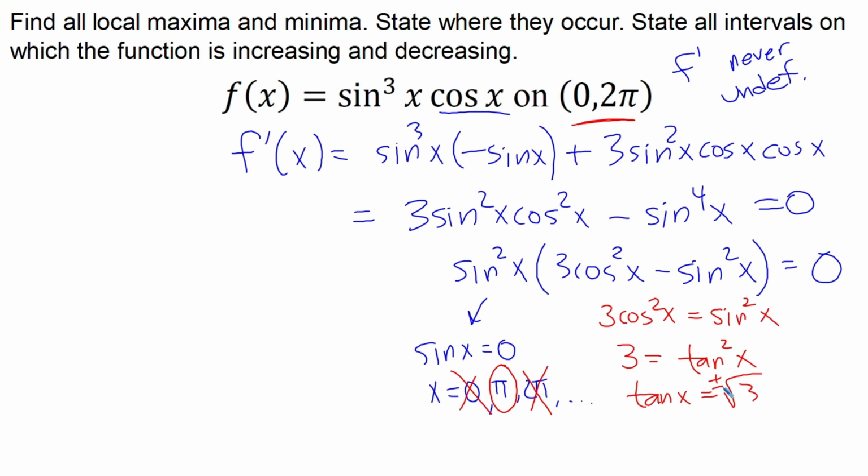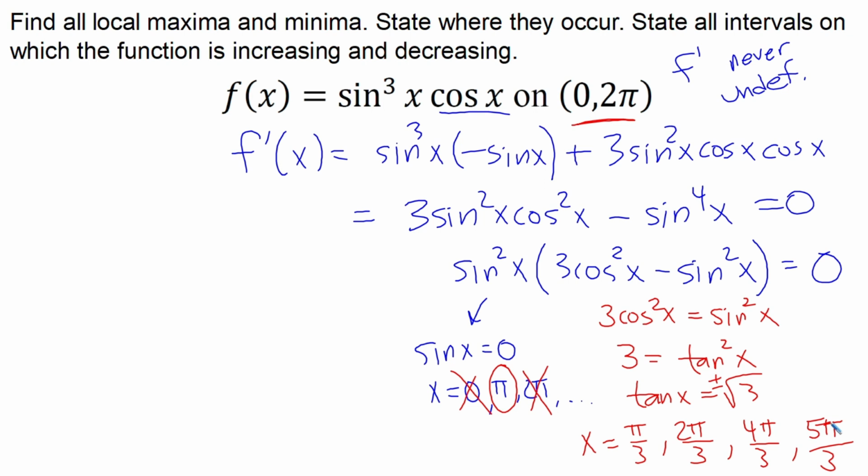Those are all the intervals of pi over 3 going around the unit circle, right? Except for 3 pi over 3, right? Because the tangent of pi is just 0. So that's just going to be x is equal to pi over 3, x is equal to 2 pi over 3, 4 pi over 3, and 5 pi over 3. So we end up with 5 different critical values.